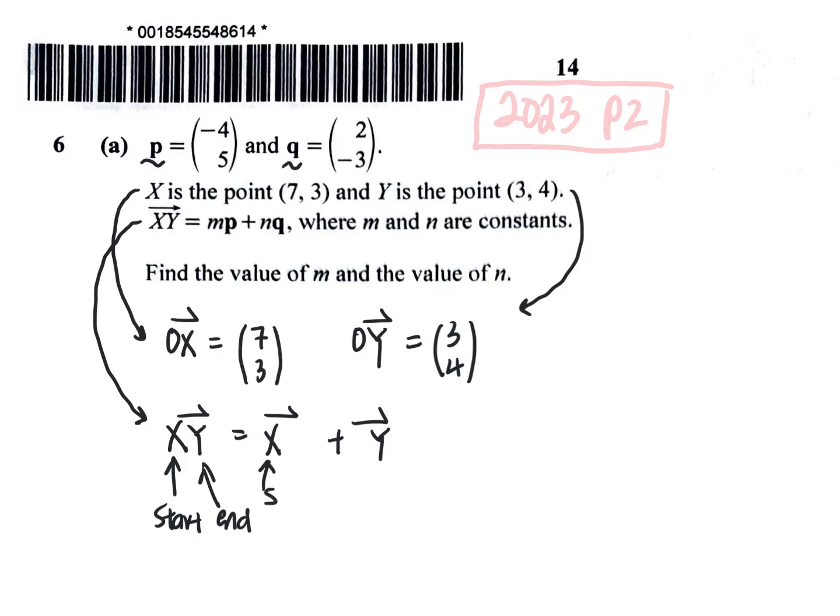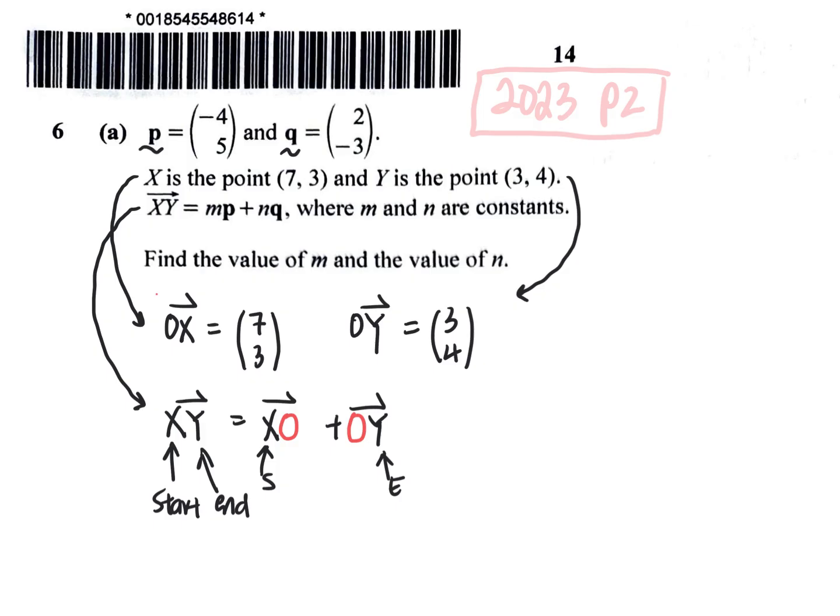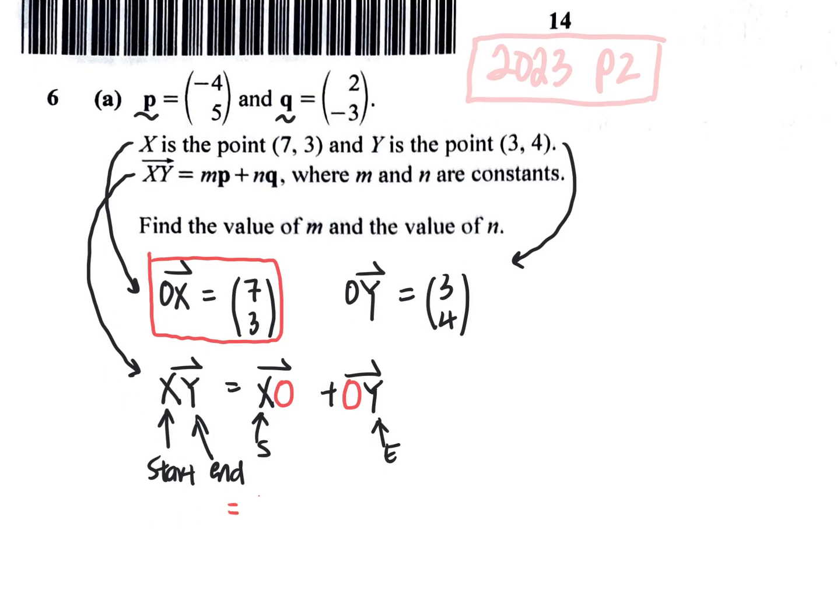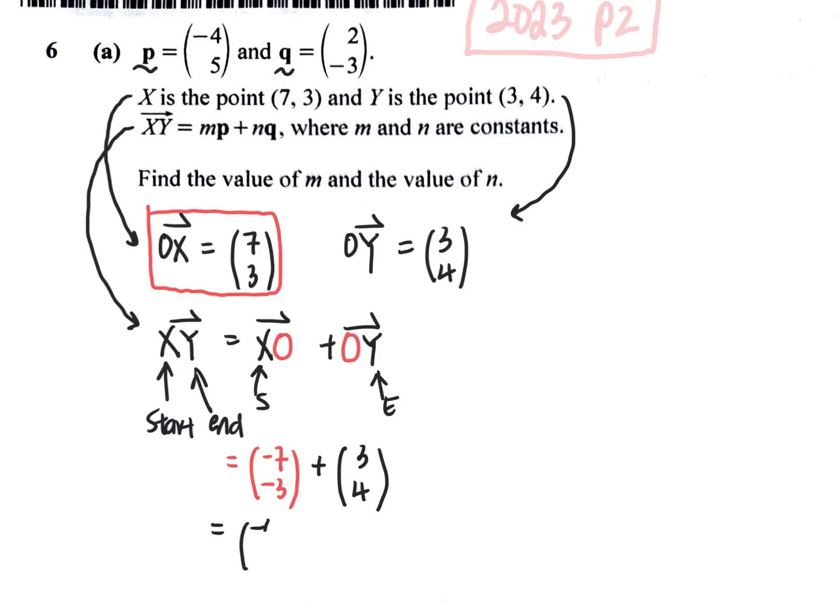So the start and the end point is the same. You just need to find the overlapping station. In this case, it's O. So OX and XO, the difference is you need to reverse the sign that you see here. So OX is (7, 3). XO is (-7, -3). You just apply negative to your OX. Then OY, you just add. So you end up having (-4, 1) for your XY.